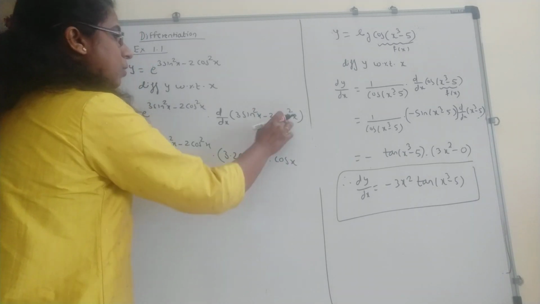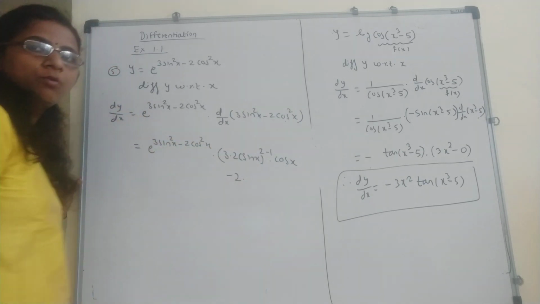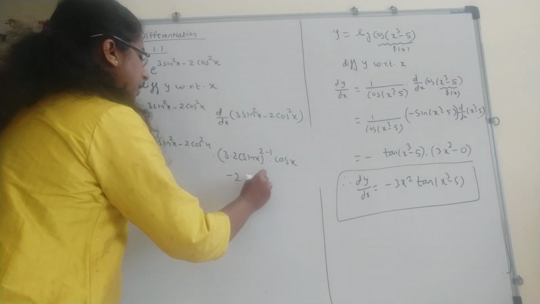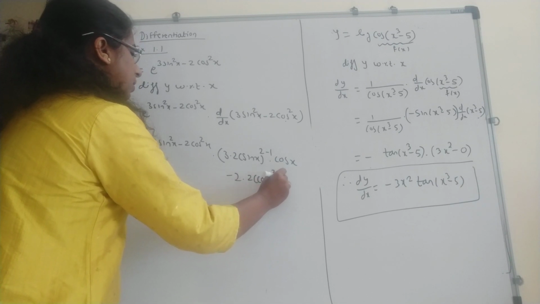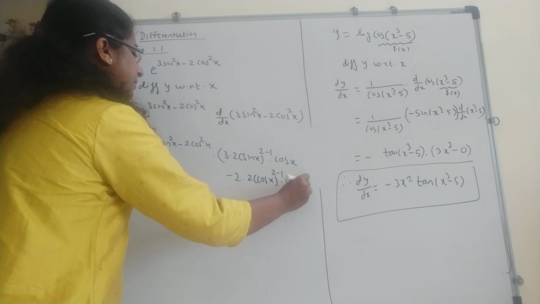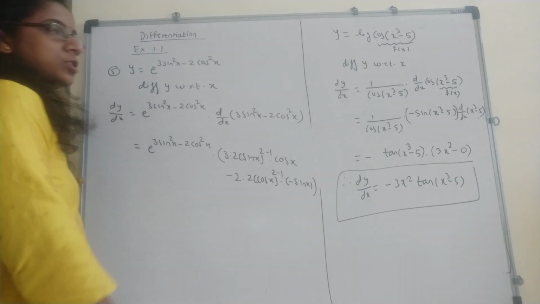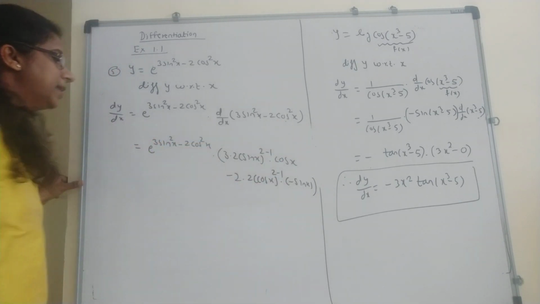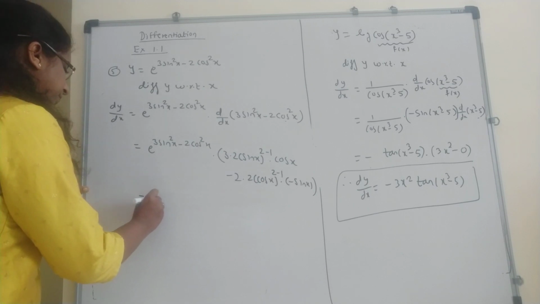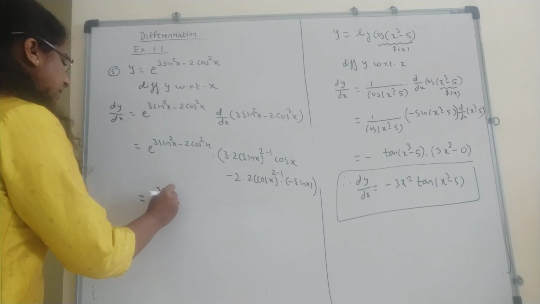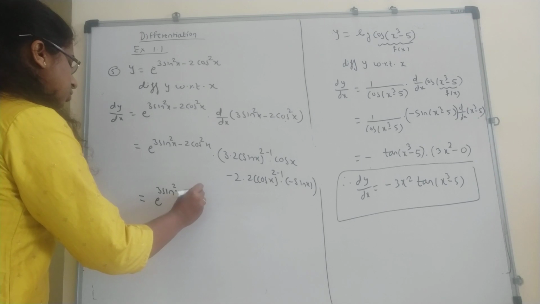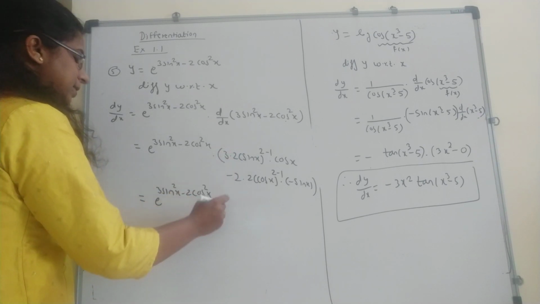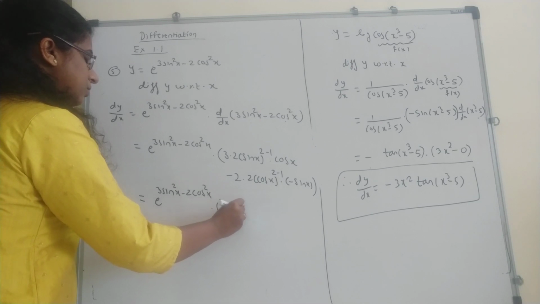Minus 2, the constant, stays outside, into the derivative of cos square x. Again it is of the f(x) raised to n form, that is n f(x) raised to n minus 1 multiplied by the derivative of the innermost function. The derivative of cos x is minus sin x. And so this term is e raised to 3 sin square x minus 2 cos square x multiplied by, this is 3 2s are 6 sin x cos x.